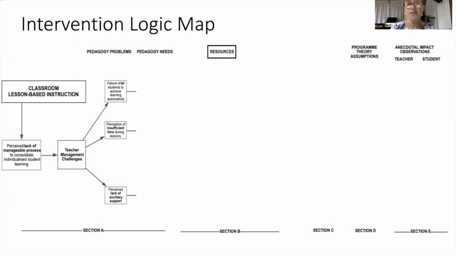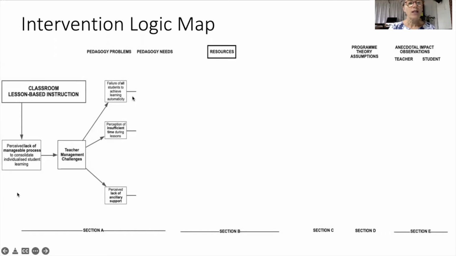The development of an intervention logic map really helped to lay the foundation of the research process. So you can see that the intervention is based on classroom instruction. However, there was a lack of manageable process to be able to consolidate student learning to the level of the individual. So this created teacher management challenges. These three could be described as the failure of all students to achieve learning automaticity, the perception of insufficient time during lessons, and a perceived lack of support to fulfill this goal.